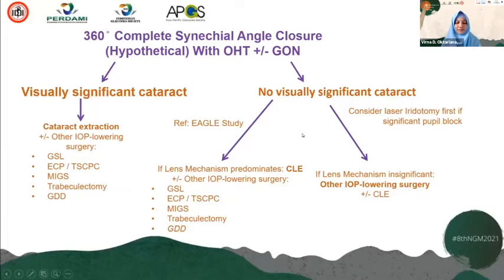Now, if there is no visually significant cataract, then you would have to decide whether the lens is the predominant mechanism. If it is, then you may consider clear lens extraction with or without other IOP lowering surgery. And I will share with you later in this talk what are the factors to consider whether to perform these other IOP lowering surgery. And also, furthermore, if the lens mechanism is deemed not significant, then you may consider just performing other IOP lowering procedure with or without the clear lens extraction.